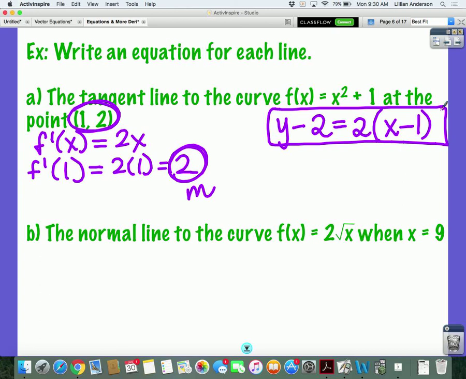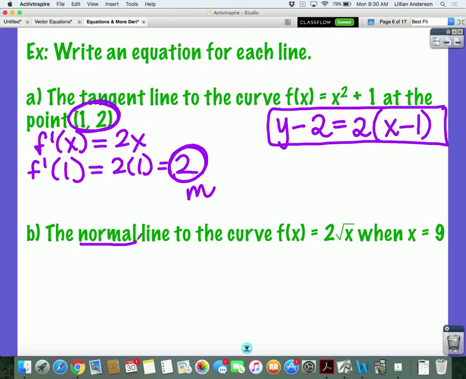It says the normal line to the curve f of x equals 2 square root of x when x equals 9. Couple of things you got to be aware of here. Normal means what? It's the opposite reciprocal of the tangent. So once you find the slope, you got to do the opposite reciprocal.